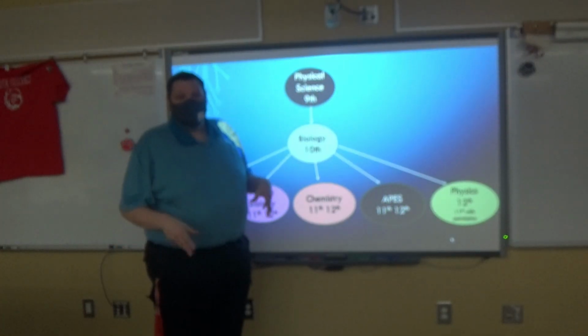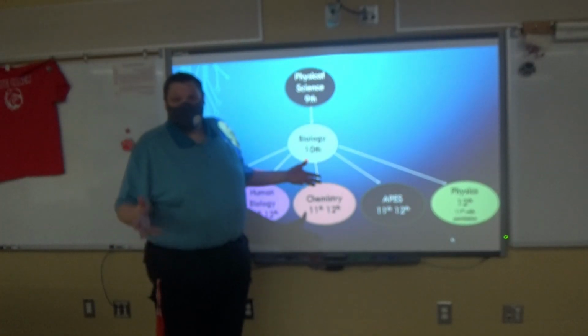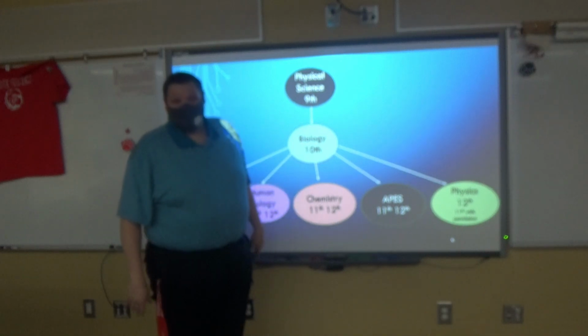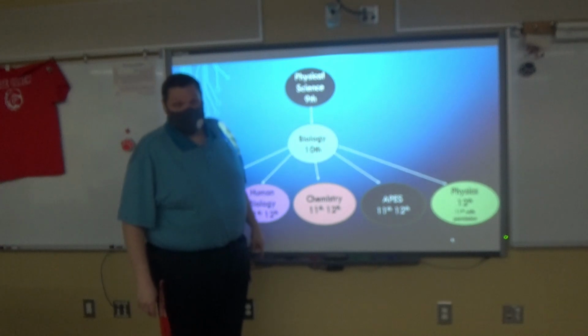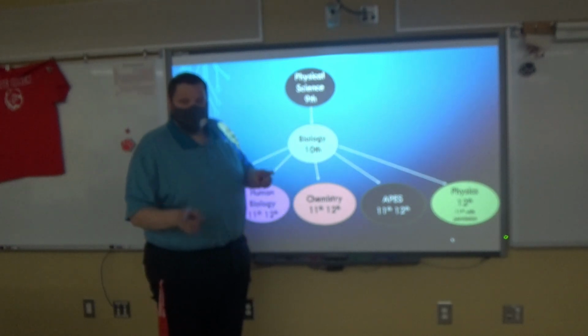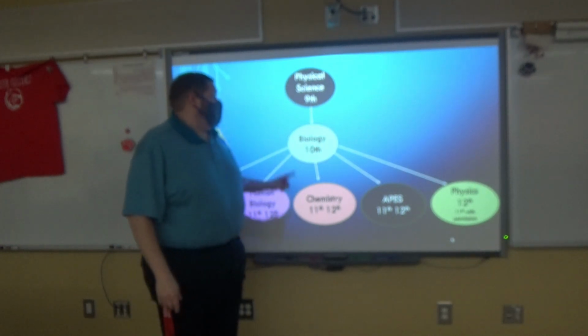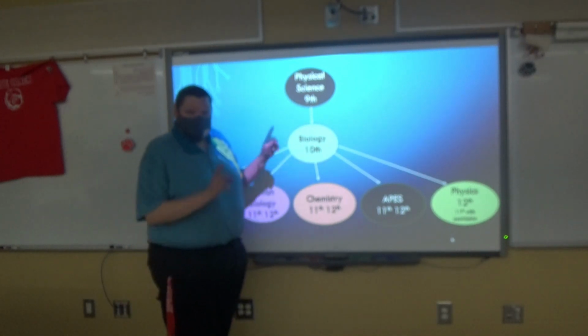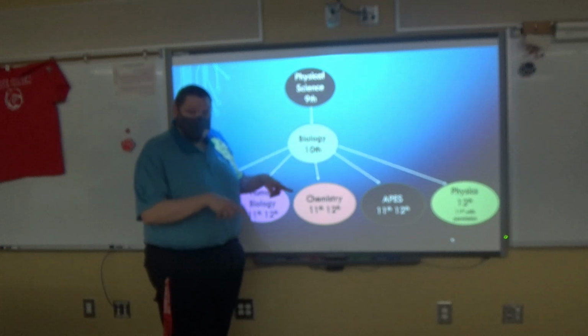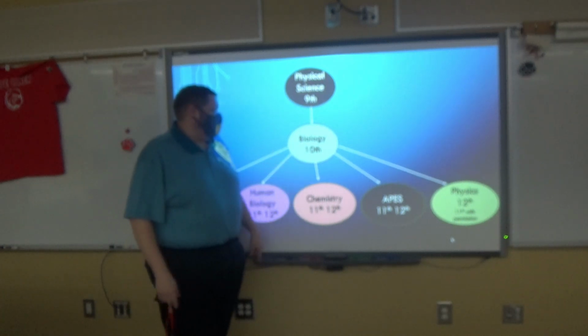Alright, what I'm going to do is show you the progression through the science classes. 8th graders, you don't have much of a choice. You're going to take some form of physical science in the 9th grade, whether that be accelerated physical science or regular physical science. Freshmen, you don't have much of a choice either. You're going to be taking biology, either accelerated biology, honors biology, or regular biology.